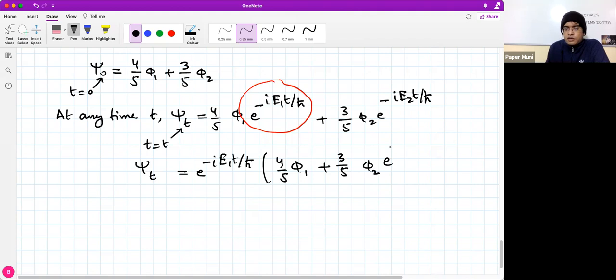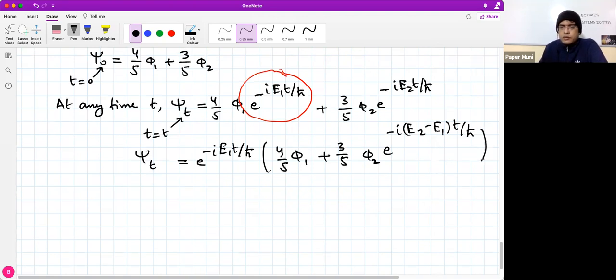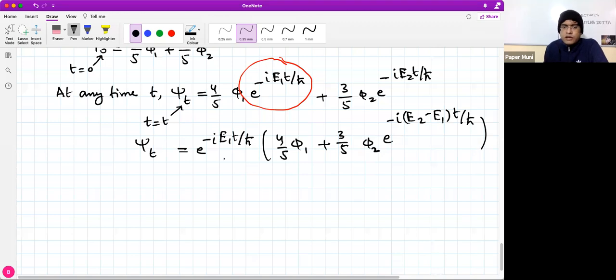Now we have taken this factor common, so we have to subtract it from the exponential part. What we'll have in the second term is e to the power minus iota (E2 minus E1) t by h cross. We just took this common. If you multiply this out, you'll get back the previous equation.